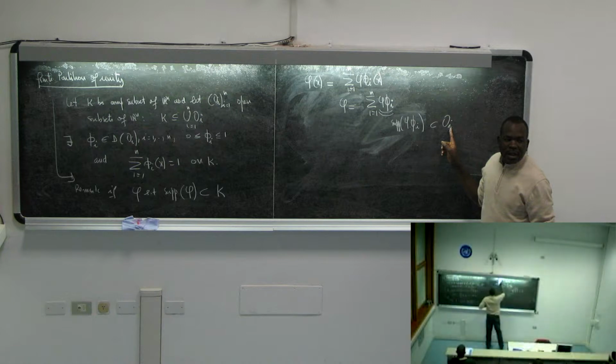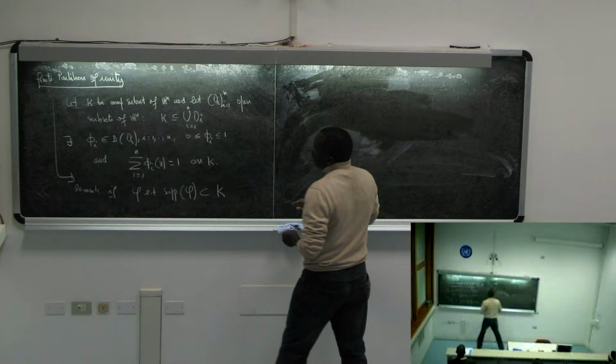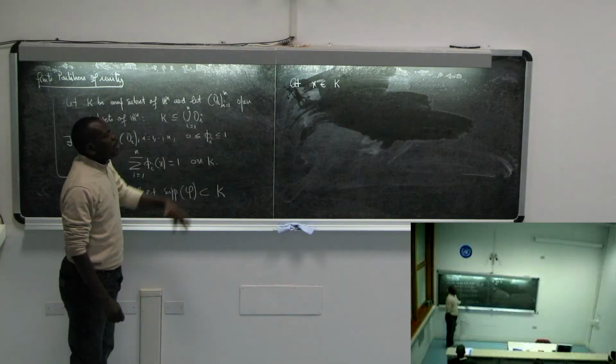Proof of this. I start with this. K is a compact set in a finite union of open sets. So let x be in K. We know that if x is in K, then x is in some O_i. So O_i is a neighborhood of x.